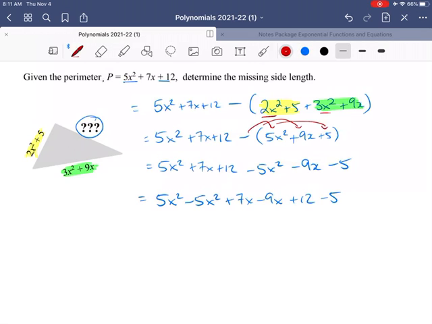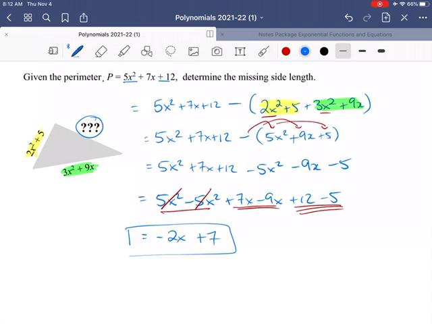All right. 5x squared minus 5x squared, well, that's a zero pair. The 7x and the negative 9x will simplify to negative 2x. That's that part. And then the positive 12 and negative 5 will simplify to positive 7. So the missing side is negative 2x plus 7. And there we go.